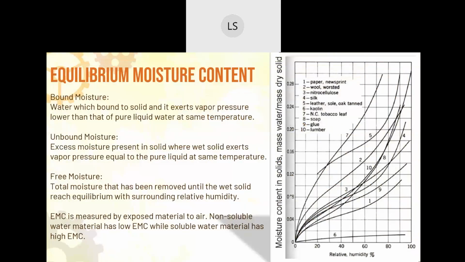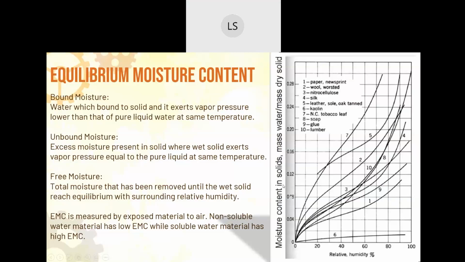For equilibrium moisture content, also known as EMC, a graph of relative humidity in percentage against moisture content in solid, with the unit of mass of water per mass of dry solid, is plotted to determine whether the material used is hygroscopic or non-hygroscopic. The important terms that we need to learn are bound moisture, unbound moisture, and free moisture.